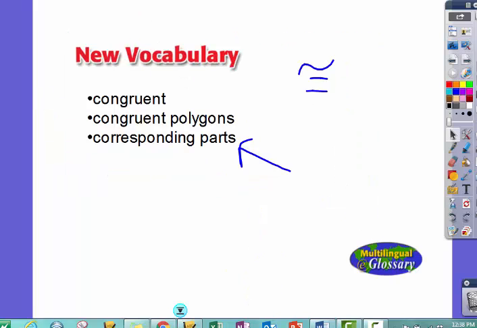With lesson 4.3, it's mainly about things being congruent. Remember the congruence symbol is the equal sign with the wave over the top. And we're going to be looking at congruent parts of our polygons, which are all the angles that match up and all the sides that match up.